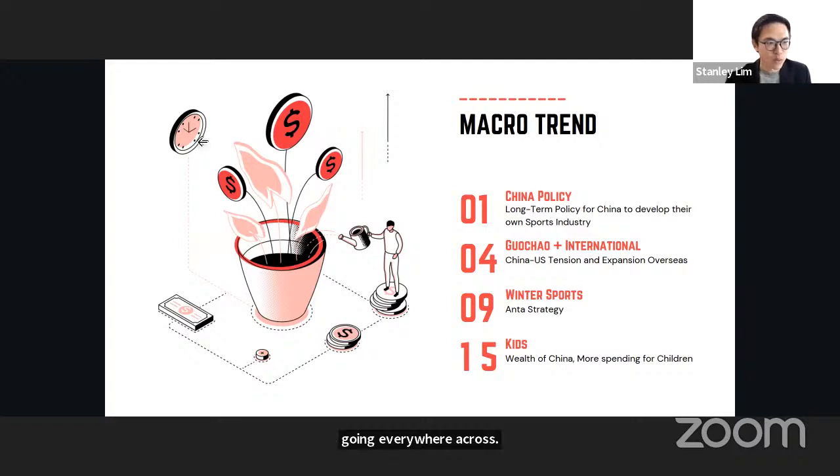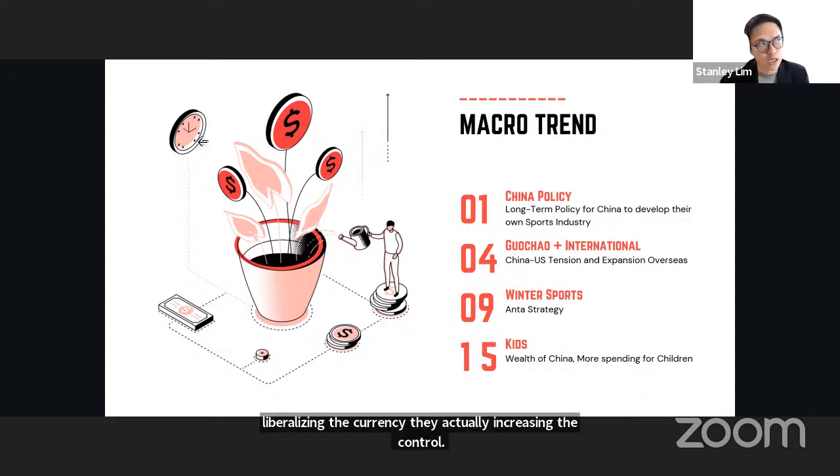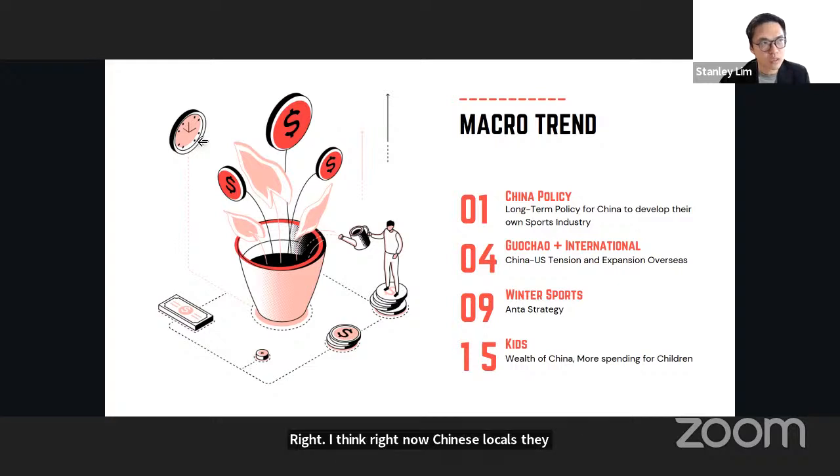And that's because they wanted to move so much money out. And now the Chinese government, instead of liberalizing the currency, they're actually increasing the control, right? I think right now Chinese locals can only change 50,000 US dollars a year per person, limited, right? So the most you can change is 50,000 US dollars out of renminbi. The rest you have to keep in renminbi.